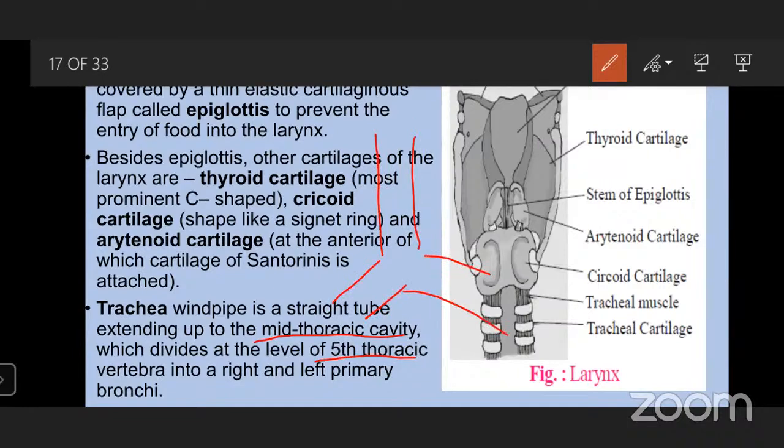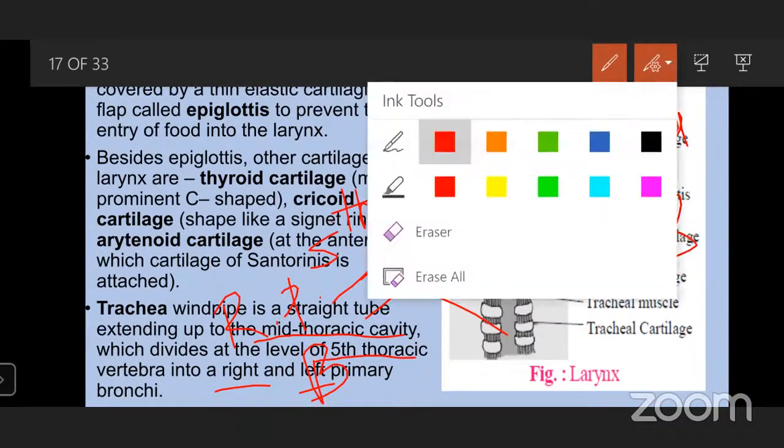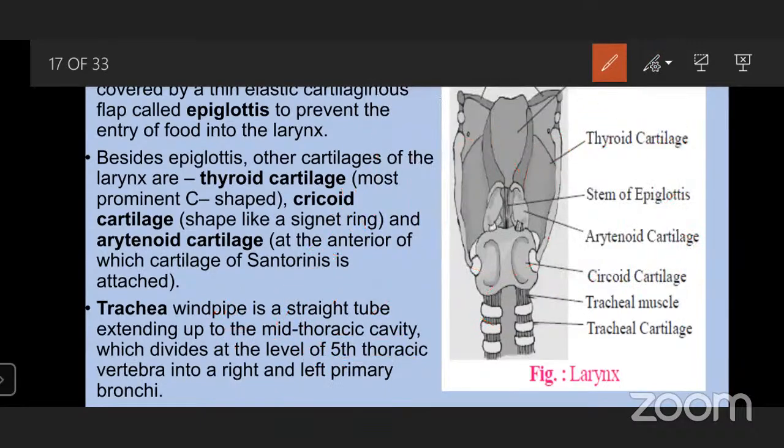So on the ventral side, this trachea will divide into two. One will be right, and another one will be left. So right and left primary bronchi. So this is the trachea. And at the fifth thoracic vertebrae, it divides into a right primary bronchus and a left primary bronchus. Okay. So this is about the trachea.